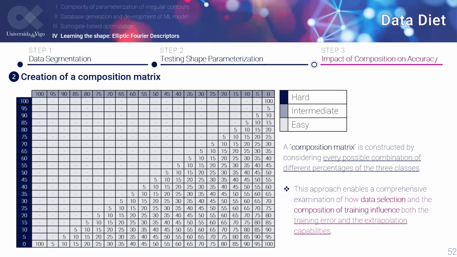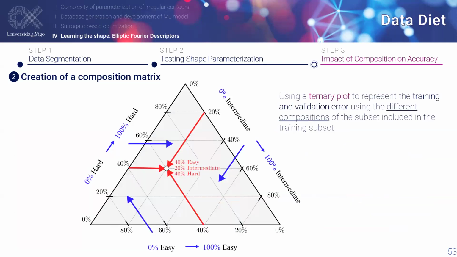And in order to be able to visualize this, we used ternary plots, which I don't know if you're familiar with, but basically what is represented here are the different combinations of the three percentages of data. So for example, the point that is highlighted there is a training data set that has 40% of easy fins, 40% of hard fins, and 20% of intermediate fins.